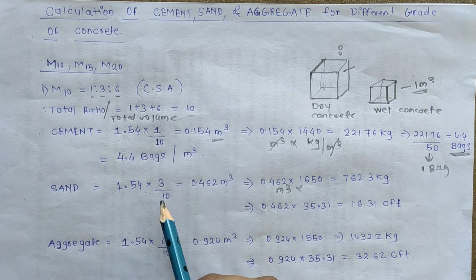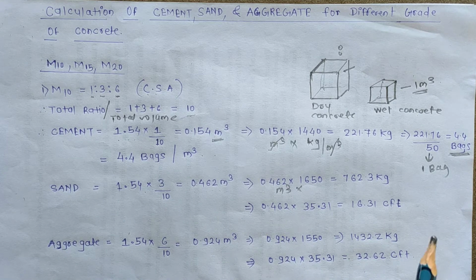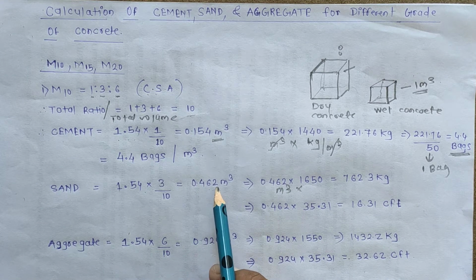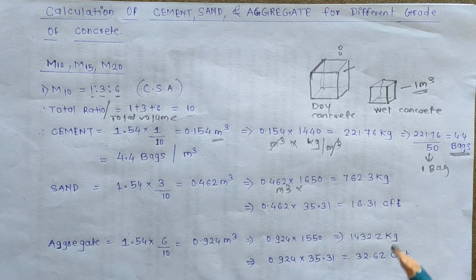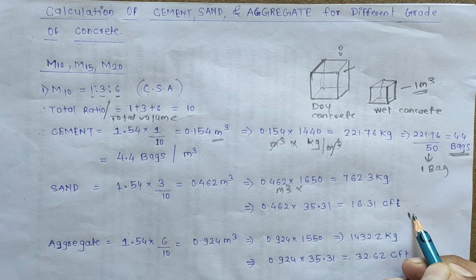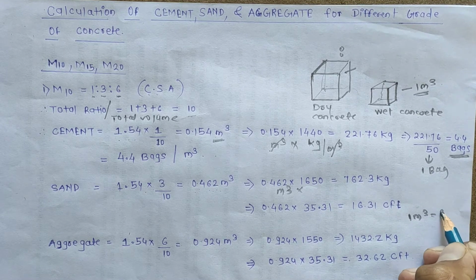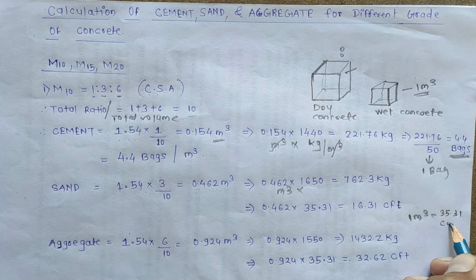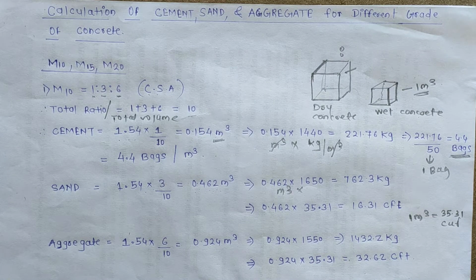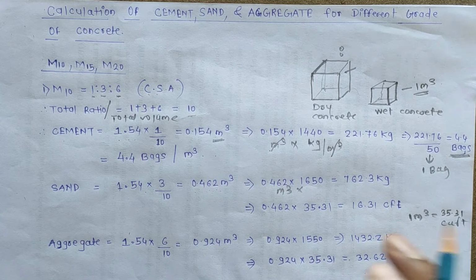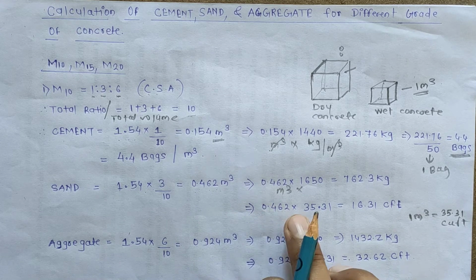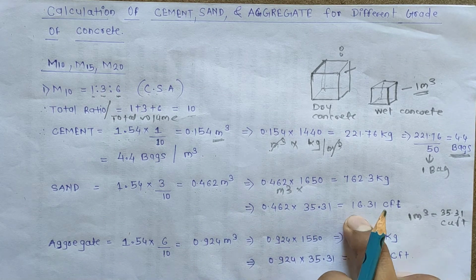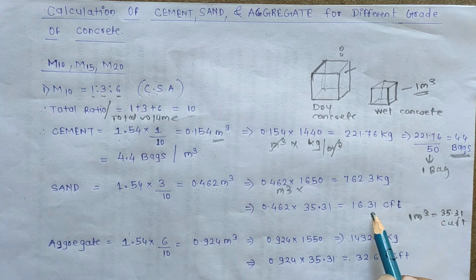So we require the sand in terms of cubic feet. For any construction we order the sand in terms of cubic feet. So what will we do here? We will multiply this 0.462 by 35.31 cubic feet. This conversion you must know: 1 meter cube is equal to 35.31 cubic feet. So we multiply 0.462 into 35.31 and we get 16.31 cubic feet of sand for M10 grade of concrete for 1 cubic meter.